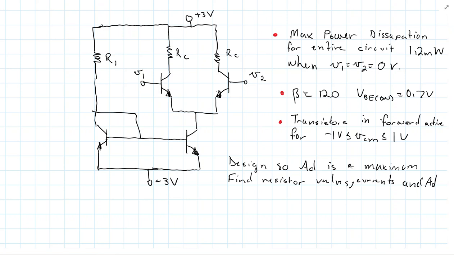And then we're supposed to design this so that we get AD to be a maximum, and we're supposed to find resistor values, currents, and AD. Now, it did not specify whether we are doing single output or two-sided output, so we'll compute AD for both. All right, so first let's look at some of these design requirements.